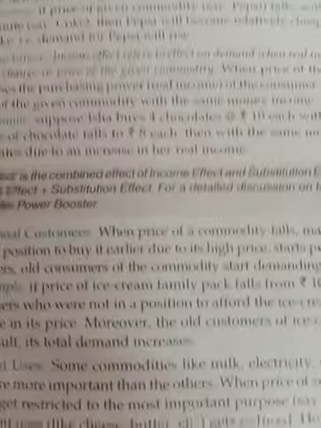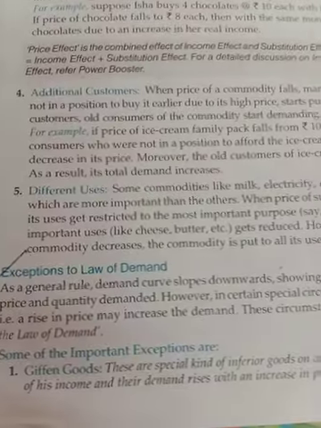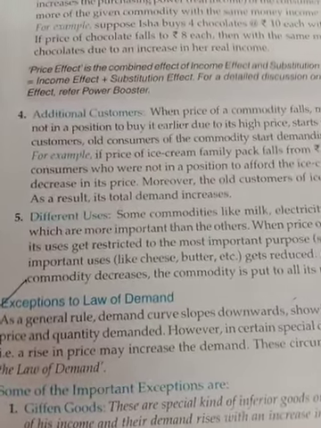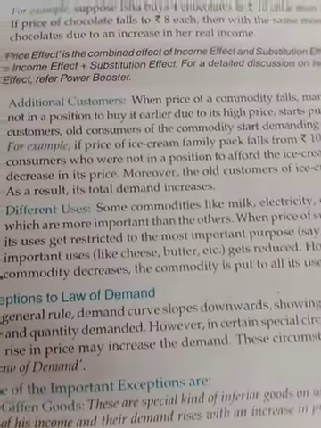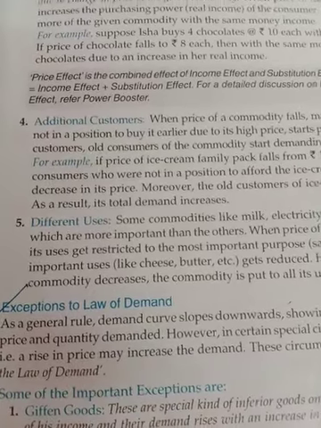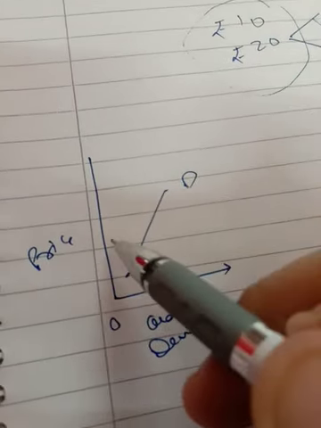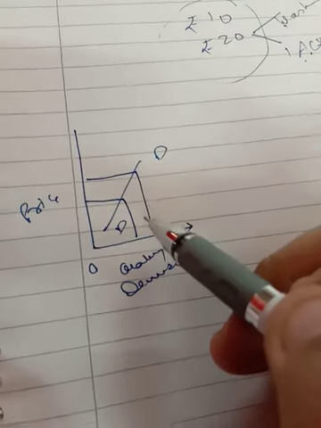And here it is given over there. Now some exceptions to the law of demand are also given. Exception means these are the products on which the law of demand does not apply at all. Here the law of demand fails and the demand curve will be positive, that is, upward sloping. When price rises, their quantity demanded rises. When price falls, their quantity demanded falls.